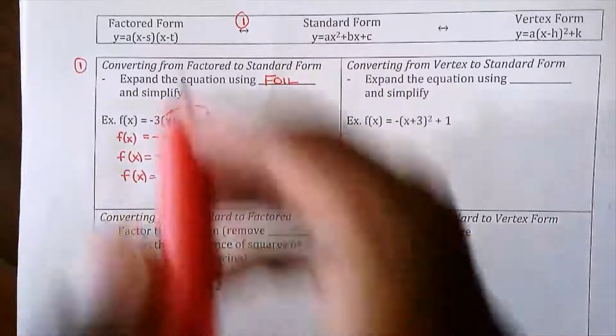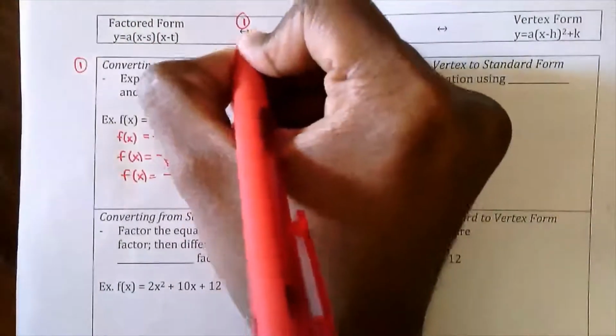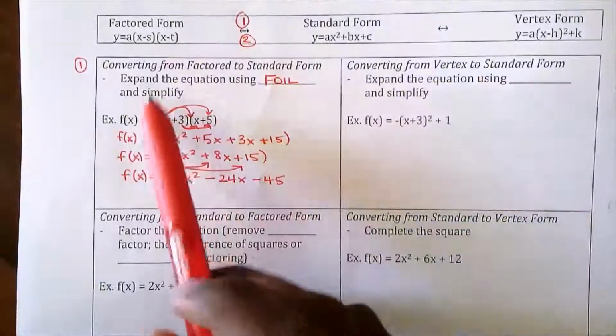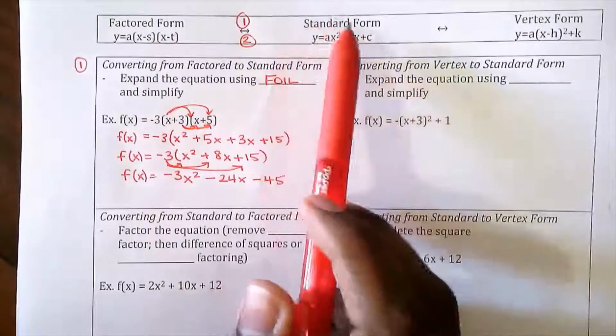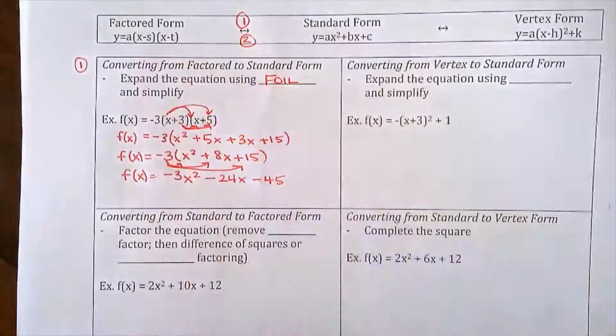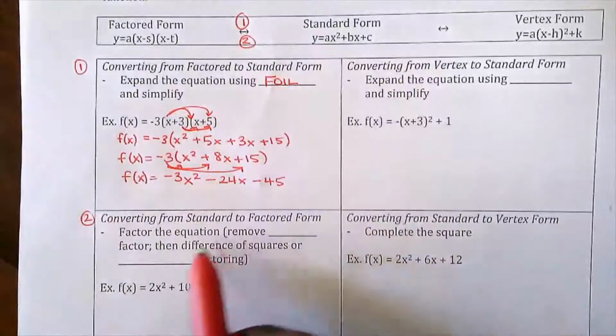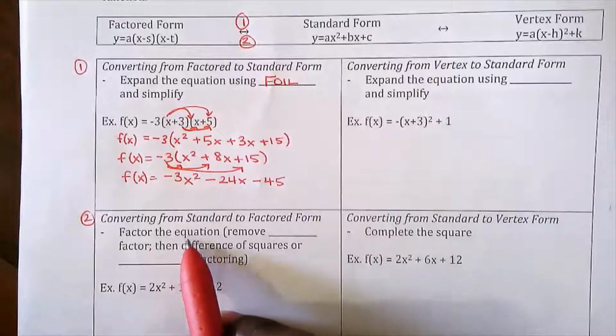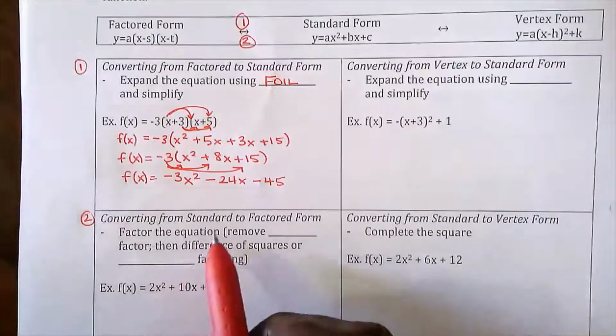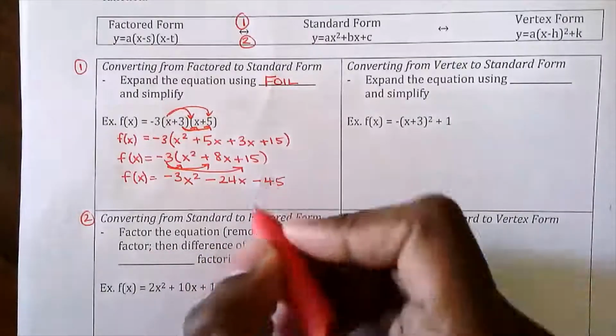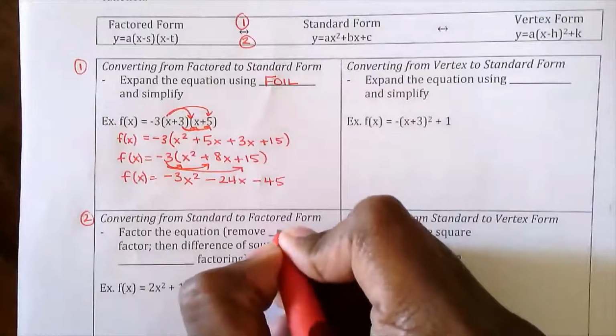Let's call this process number 2. So going from factored form to standard form was 1. Standard form to factored form is number 2. So converting from standard form to factored form, we want to essentially factor the equation. This includes removing the greatest common factor.